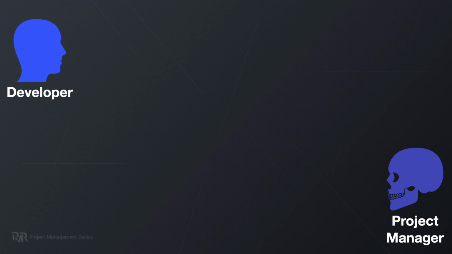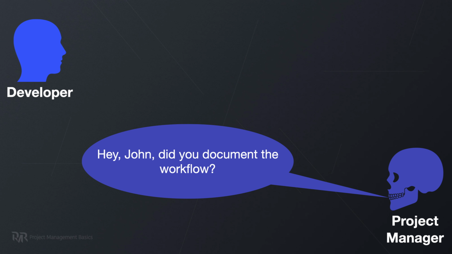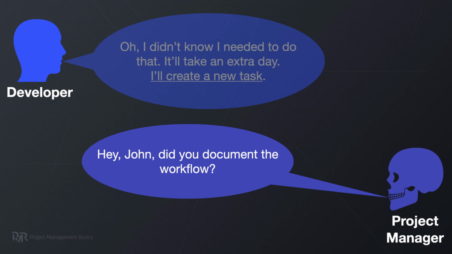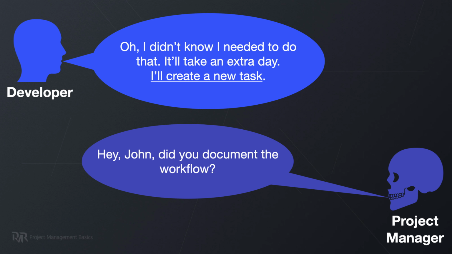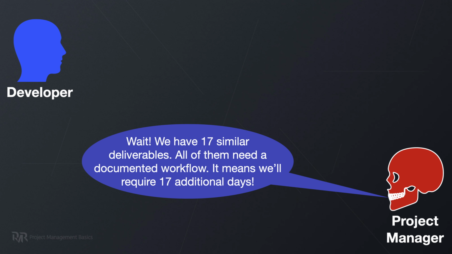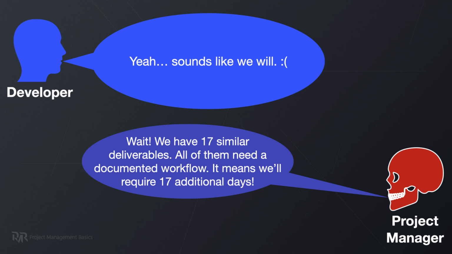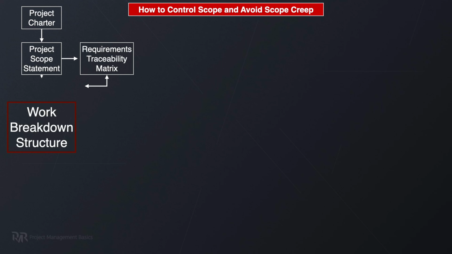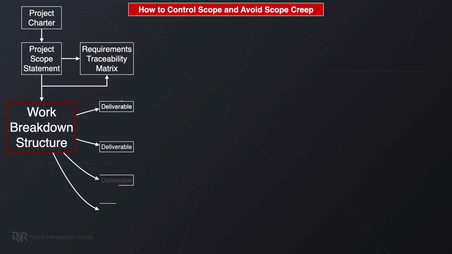So, for example, in the real world, it looks like this. You ask your team member, "Hey John, did you document the workflow?" And John says, "Oh, I didn't know I needed to do that. It'll take an extra day. I'll create a new task." And suddenly you realize, wait, we have 17 similar deliverables. All of them require a documented workflow. Does it mean we'll require 17 additional working days? That's the real life.